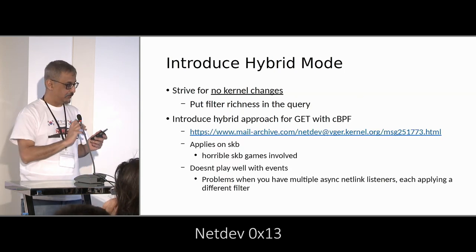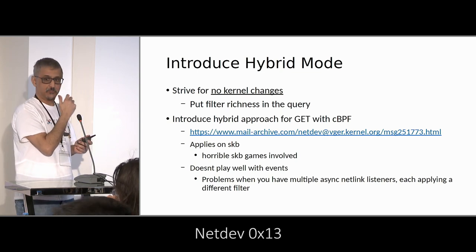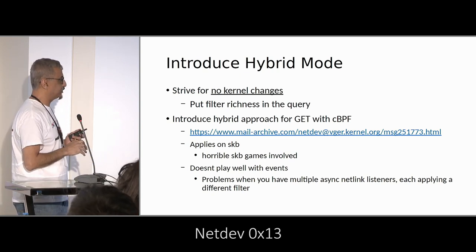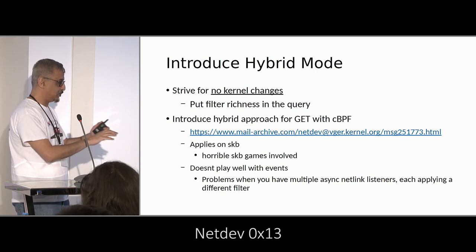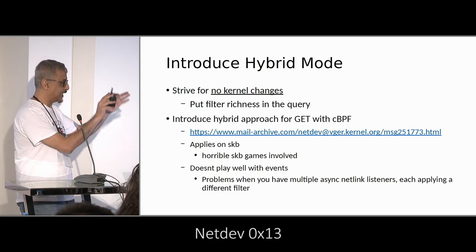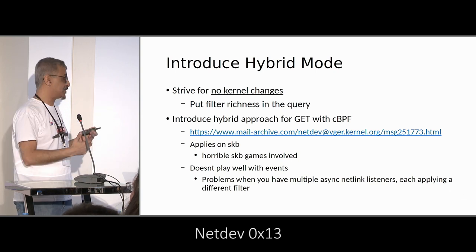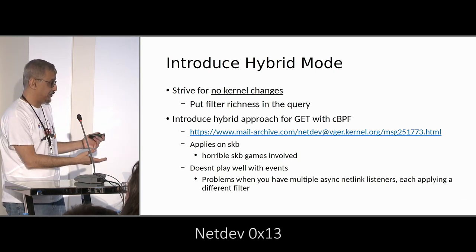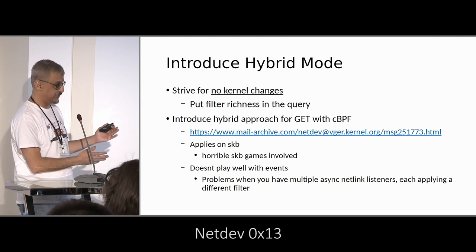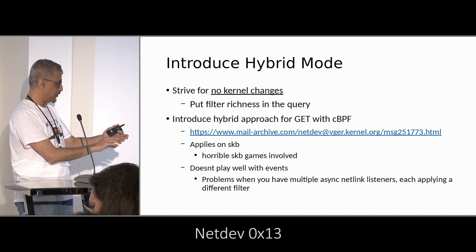Okay, so this is the patches that came from Somini at the time, and the question was, can we do something in the middle? Could we do what we call the hybrid mode? Our goal is to have no kernel changes. Can we add these select, quote-unquote, features without making any kernel changes? In the future, if I want to filter based on some crazy attribute that nobody else is interested in, I don't want to push it to the kernel because it makes no sense. So that's what our goal was.